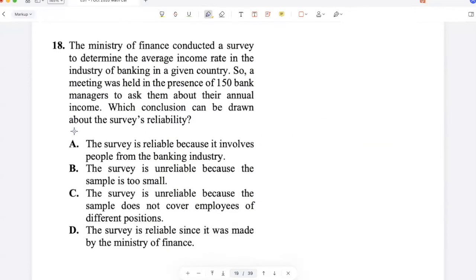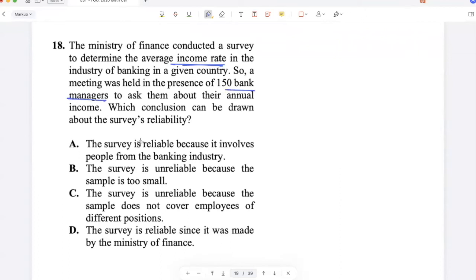Okay, the Ministry of Finance conducted a survey to determine the average income in the banking industry in a given country. So a meeting was held in the presence of 150 managers to ask them about their annual income. Which conclusion can be drawn about the survey? So if you want to find the average income in banking, you can't just speak to managers, right? You also have to speak to other staff.